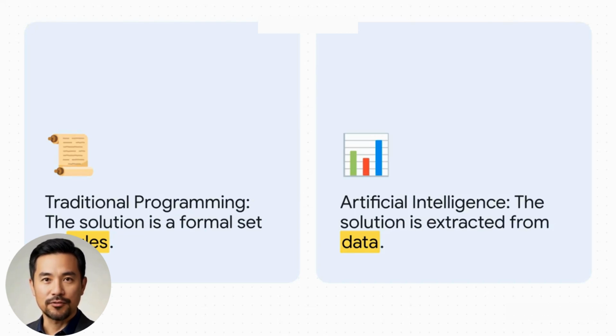Think about traditional programming. It is fantastic when you can spell out a really clear, precise set of if-then rules. If a user clicks this button, then show this screen. It's perfect for problems you can define with pure logic. But what about problems where the rules are kind of fuzzy, or maybe just way too complicated to write down? Imagine trying to write rules for translating Spanish to English. It's almost impossible. That is where AI really shines. It doesn't need you to give it the rules. It figures out the solution by learning directly from tons of data.